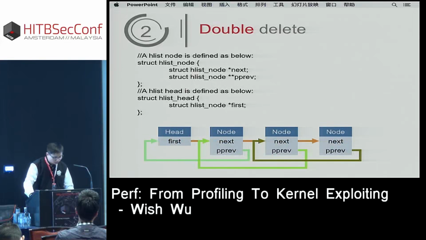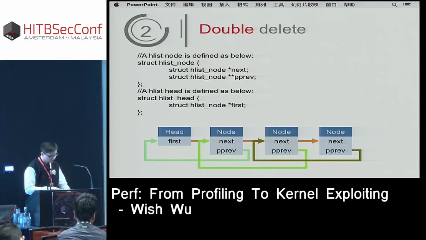This uses the hlist. Every node has a next pointer, which points to the next node. They also have a pprev pointer, which points to the previous node. The hlist starts from a list head. The list head has a first pointer that points to the first node. Then the last node's next pointer points to null. I forgot to write it here.